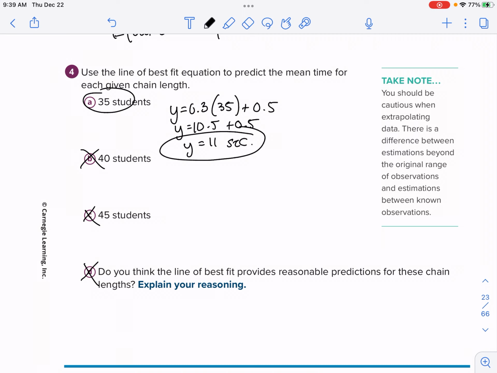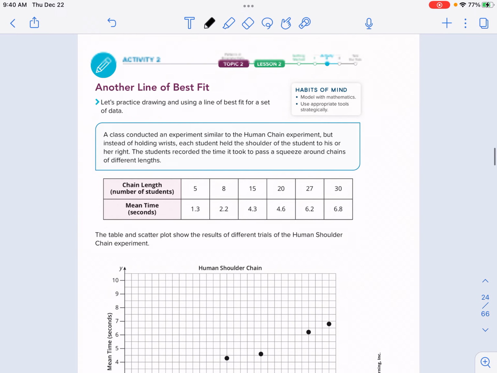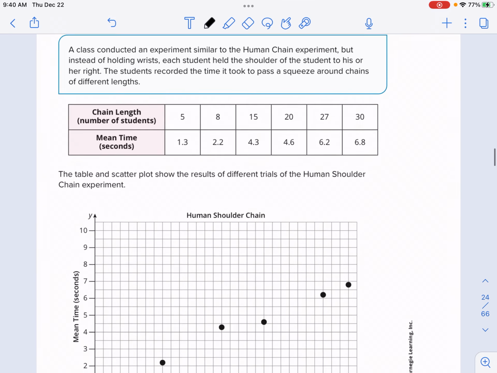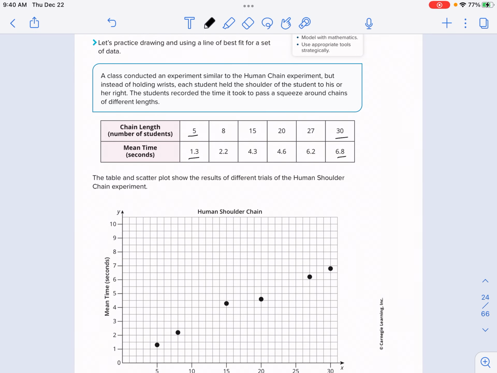All right, we're going to skip the other parts and this last question, but we're going to go to this other context here with some specific values. A class conducted a similar experiment to the human chain experiment, but instead of holding wrists and squeezing, each student held the shoulder of the student to his or her right, and the students recorded the time it took to squeeze around chains of different lengths. So we have 5 students all the way to 30 students, and it ranged in time from a little over a second to a little less than 7 seconds.